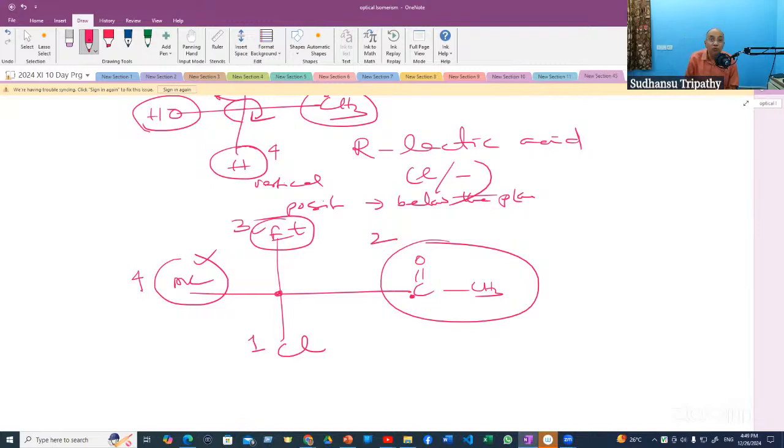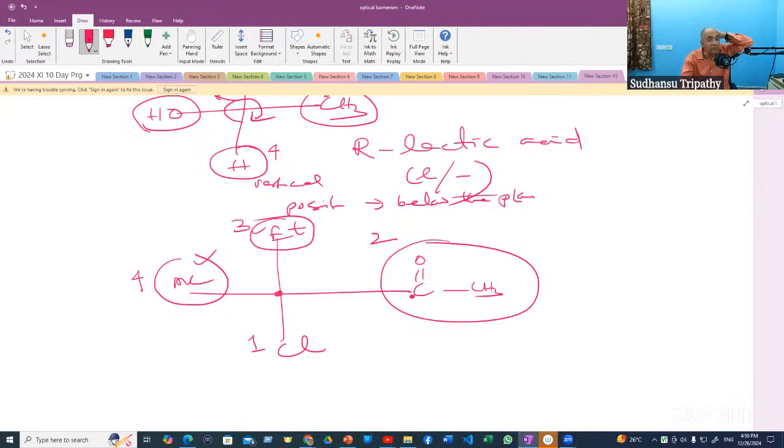Now, unfortunately, methyl is positioned in a horizontal position. That means above the plane. I am the viewer above the plane, and the least priority group is also above the plane. Then you have 2 choices. If you want to apply the normal CIP rule, then without changing the configuration, retaining the same configuration, you have to bring the least priority group to a vertical position.